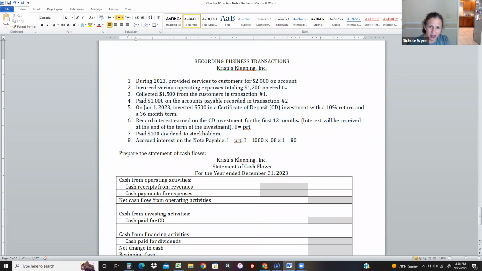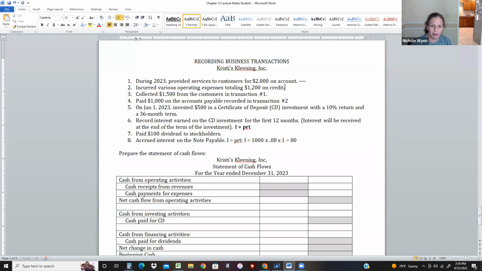So what I'm going to do is go next to each of these transactions and identify if they're operating, investing, or financing. Transaction 1 says during 2023, we provided services to customers for $2,000 on account. So the question is, did we receive any cash? This transaction was revenue because it's money from customers, but it's on account. That means we did not receive any money today. So this is not cash flow. This would be none. It's not going to go anywhere on our cash flow statement because you wouldn't deposit any money in the bank account from that transaction.